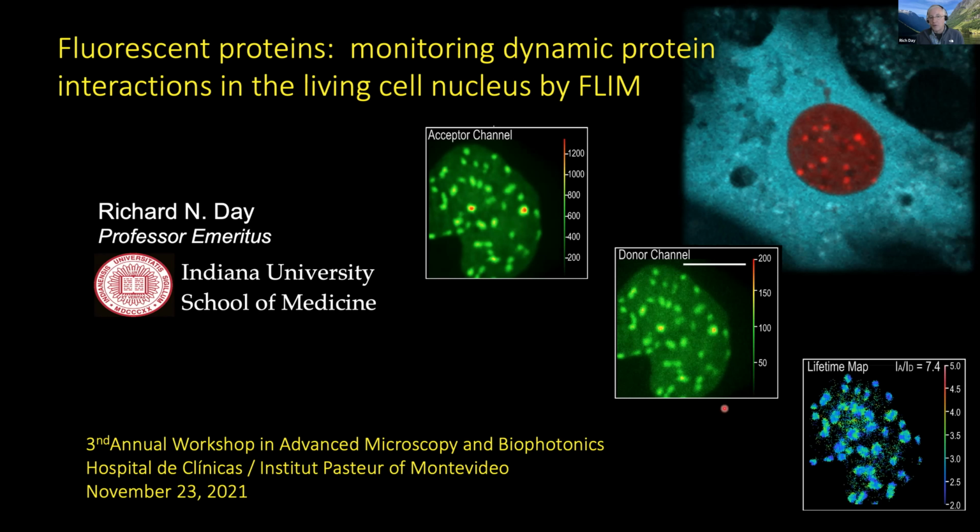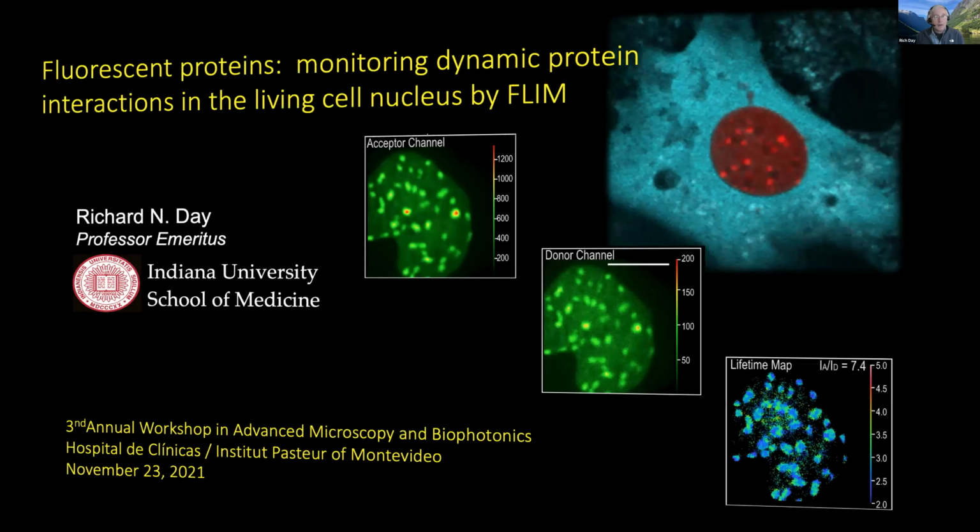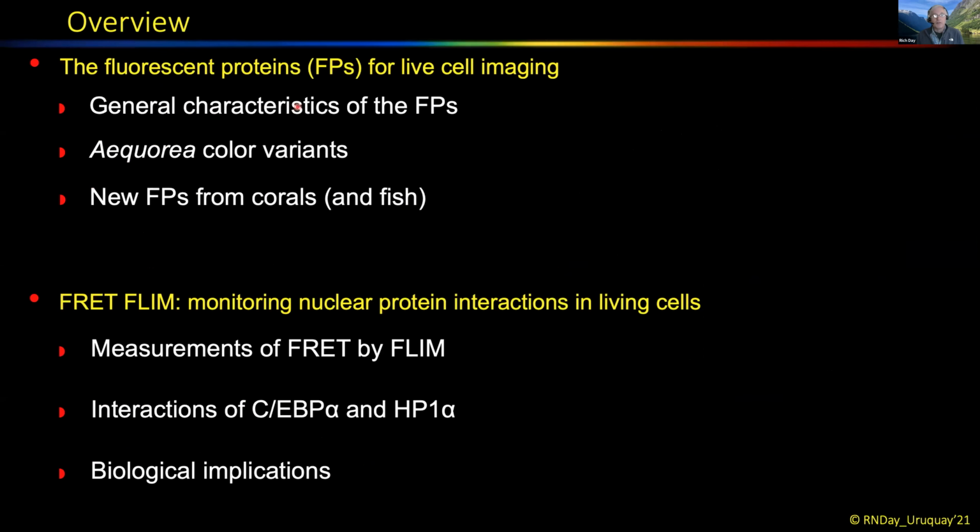In the images I'm showing on this first slide, this is the nucleus of a cell, and these are regions of heterochromatin within that cell. And I'm going to talk to you about how we've used FRET-FLIM to look at the interactions of proteins within these regions of heterochromatin. So I'll start out by talking about the general characteristics of the fluorescent proteins.